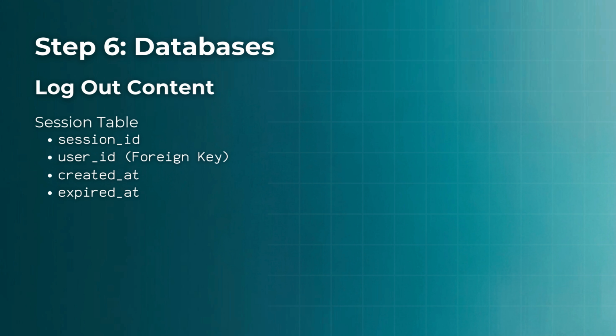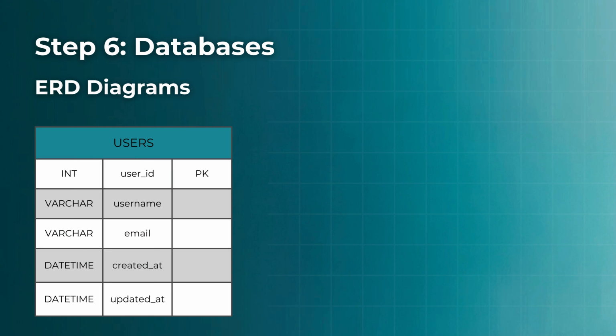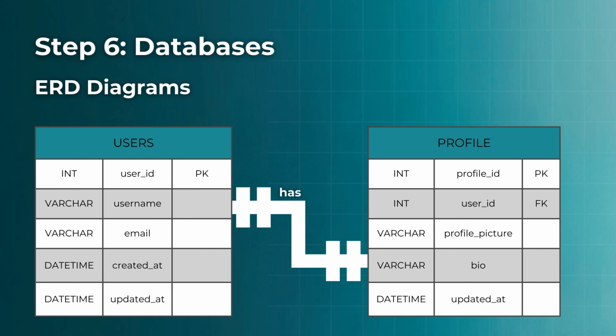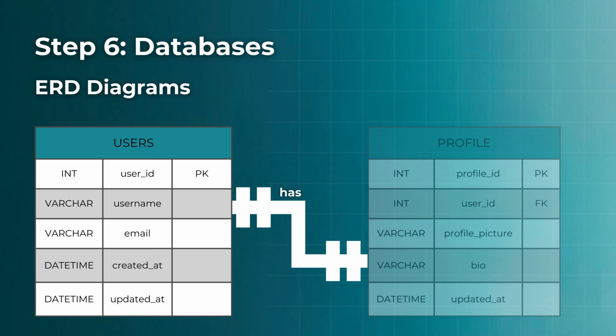Now that we have explored all the databases needed for an efficient social media platform, let's move on to see what the ERD diagram looks like before ending this video. The users table stores basic users information, and each user has a corresponding profile, which stores additional details such as bio, profile picture, and location, linked by the user ID.